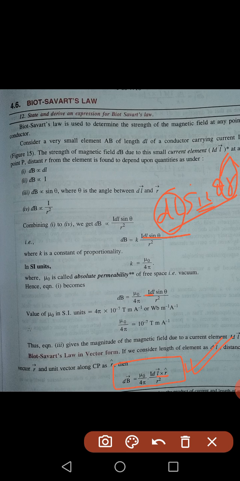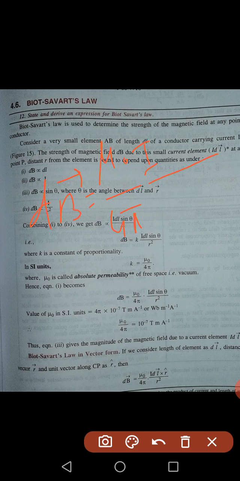In some books, this is written like this also. I'll just show you. dB in vector form is equal to mu naught by 4 pi, which will remain as it is, I, which will remain as it is, scalar. Here it is written dl cross, in place of r cap it is written only r vector, and below, r cube, not r square but r cube.